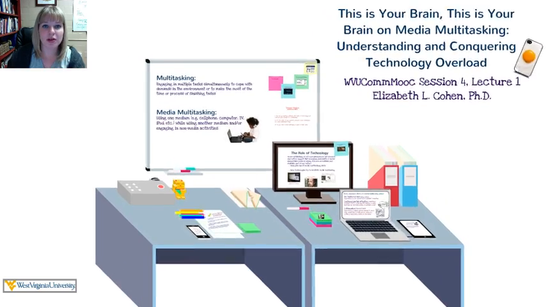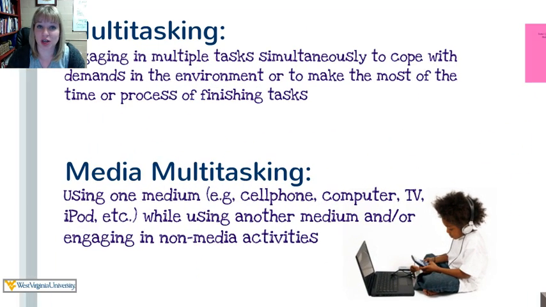I think a good place to start would be by answering the question, what do I even mean by multitasking? What I mean might not always mean what other people mean, but for the purposes of our class, multitasking is engaging in multiple tasks simultaneously to cope with the demands in the environment or to make the most of the time or process of finishing tasks. What I really like about this definition is it's not just talking about what's actually going on with multitasking, you handle two things at once. It talks about the goals, because we assume that with multitasking, we're doing it for some sort of reason: to make the most of our time or finish some sort of task.